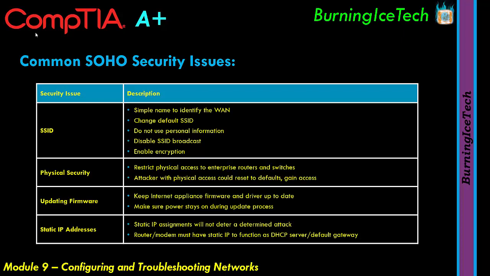Updating firmware. Keep internet appliance firmware and drivers up to date. This is probably going to be your router in most cases, but it could also potentially be your switch or even your firewall in some cases. The newer your firmware, the better. It increases security, or rather decreases the security risks. I misspoke there. The newer your firmware, the better.